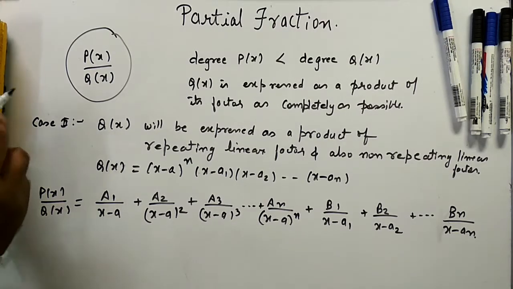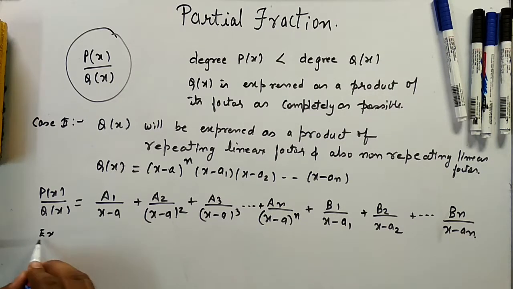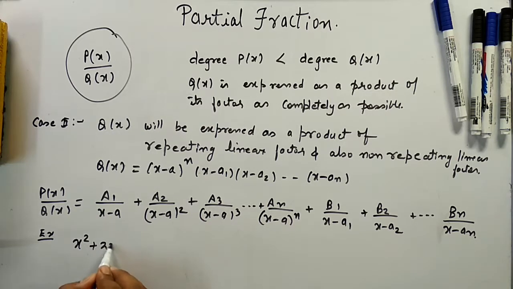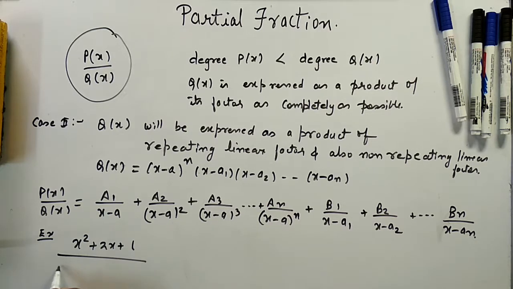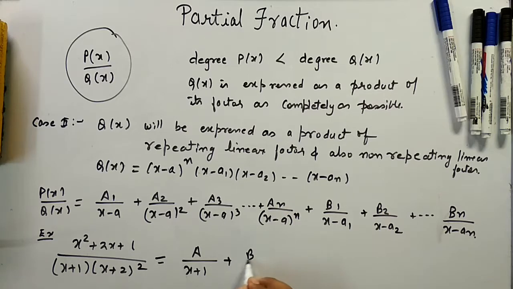Okay, if we take an example for understanding this, I am taking this example: x square plus 2x plus 1 upon x plus 1 into x plus 2 whole square. Now the partial fraction form of this will look like a by x plus 1 plus b by x plus 2 plus c by x plus 2 whole square.